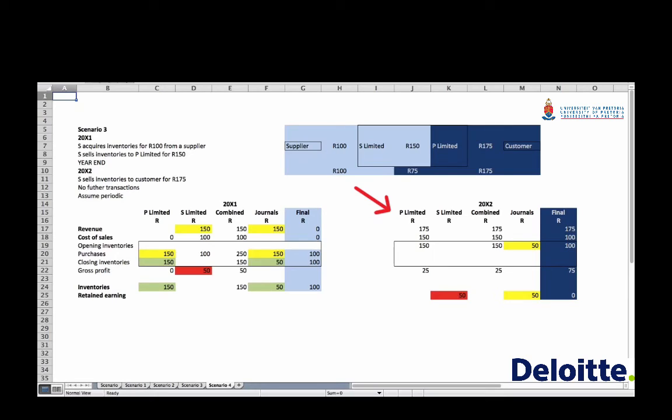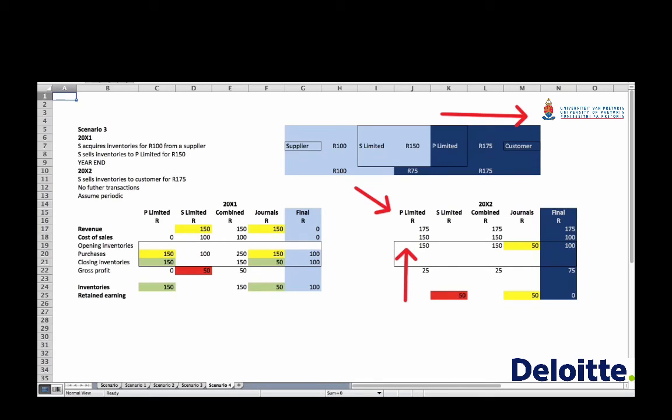Well, the parent had opening inventories on hand of 150 Rand from the previous year in their ledger. They transferred these inventories at the beginning of the period to opening inventories in the statement of comprehensive income. These inventories were sold to a customer for 175.